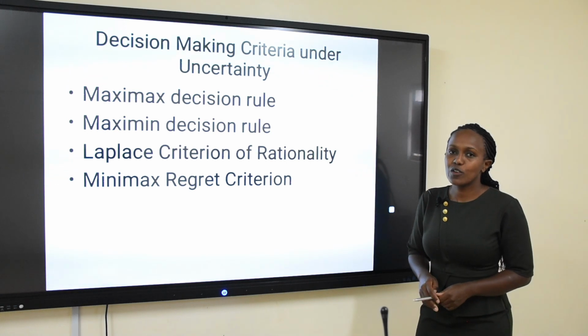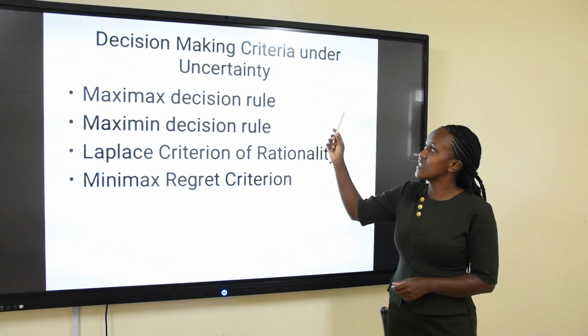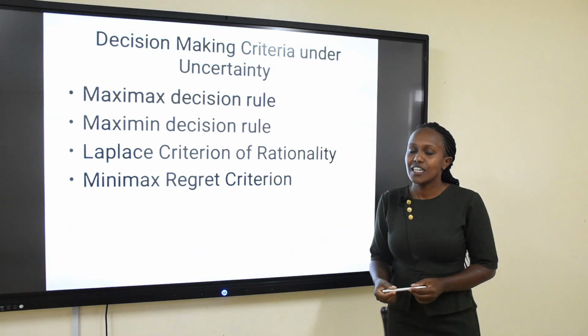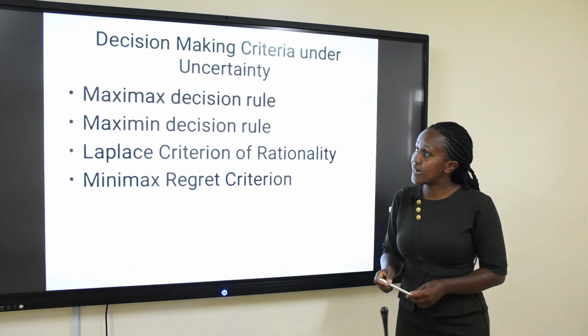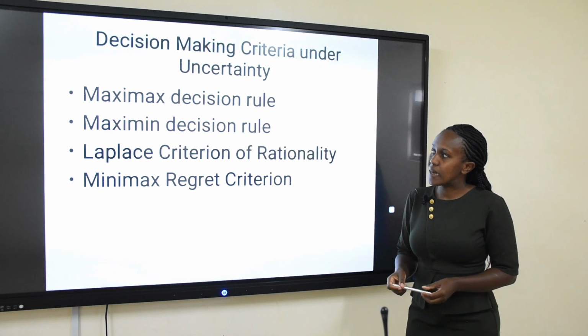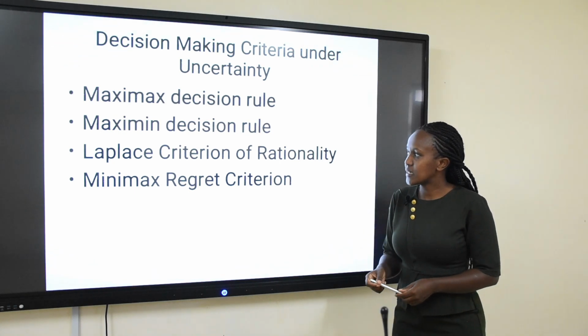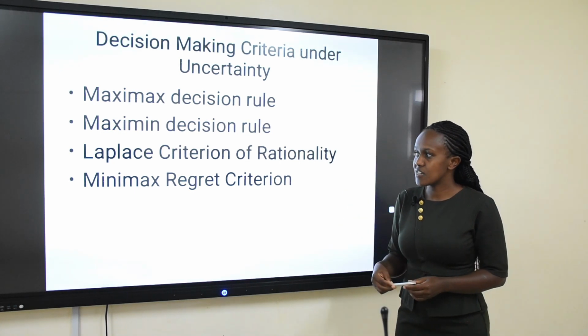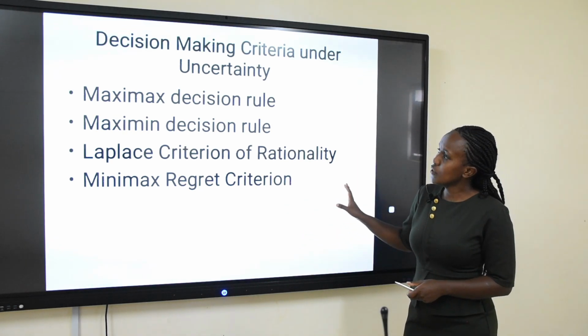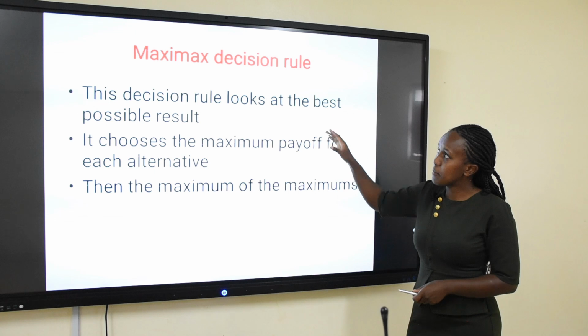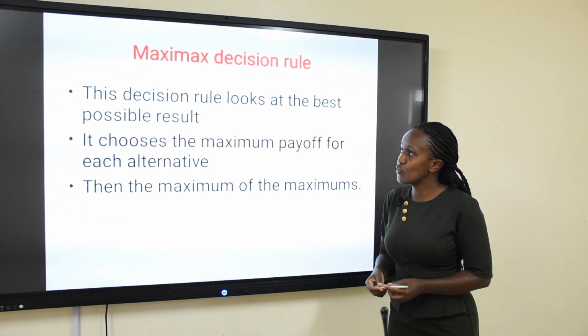Today we are going to look at the decision-making criteria under uncertainty. There are 4 of them here. We are going to start with Maximax decision, Maximin, Laplace criteria of rationality, and Minimax Regret criterion. To begin with, we can start with the Maximax decision rule.